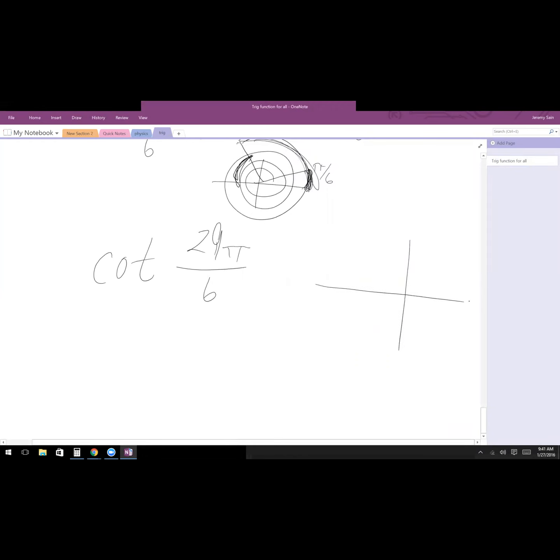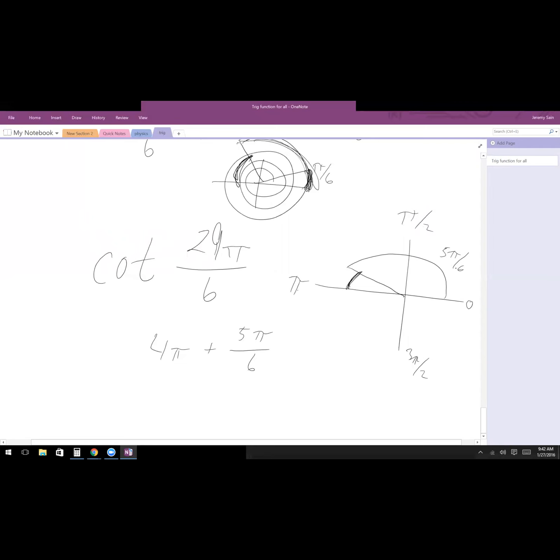So 29 over 6 is 4 pi, and then 5 pi over 6. Okay. So 4 pi just means we go around twice because 2 pi is once. The 5 pi over 6, where is that? Yeah, so here's pi over 2. Here's pi. 5 over 6 is somewhere between a half and that. So that would be 5 pi over 6. Okay. So my reference angle is going to be this little guy.